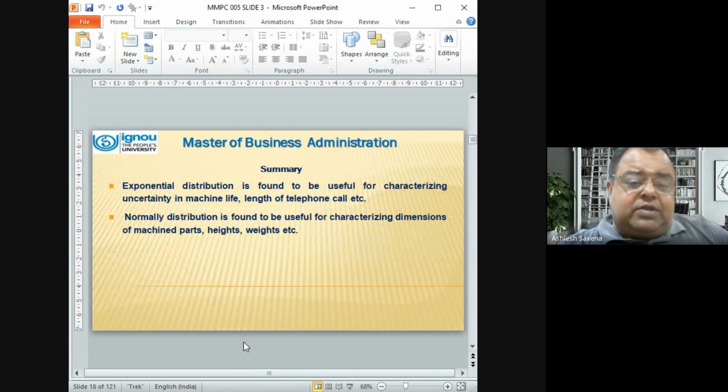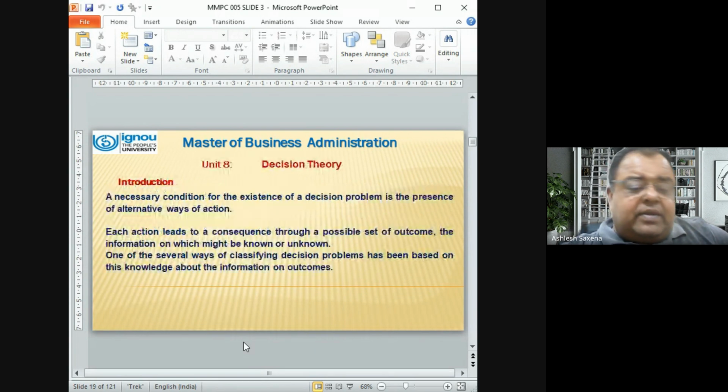Now, what we have understood: exponential distribution is found to be useful for characterizing uncertainty in a machine's life, length of a telephone call, etc. Normal distribution is found to be useful for characterizing dimensions of machine parts, height, weights, etc. Now comes your decision theory. I told you that this probability distribution is used in the decision making process. We will see how. A little bit of it will be there.